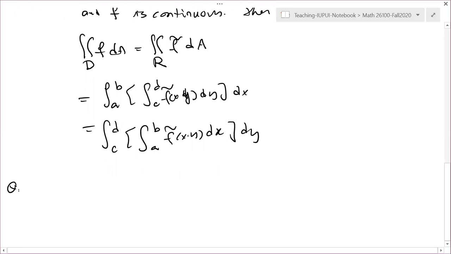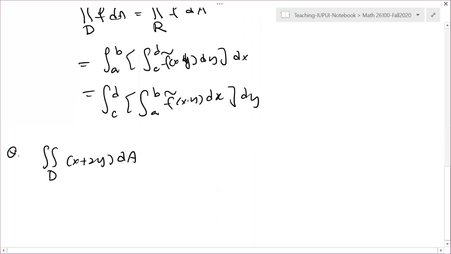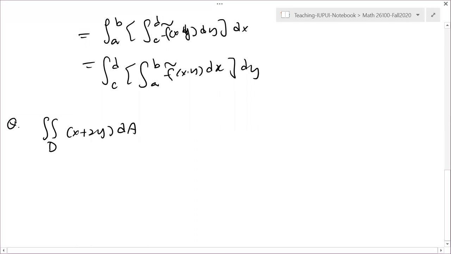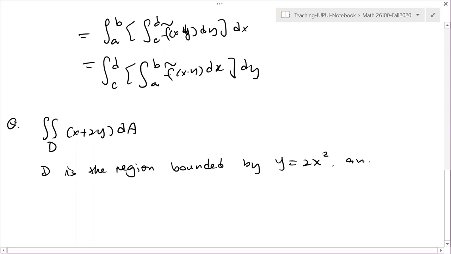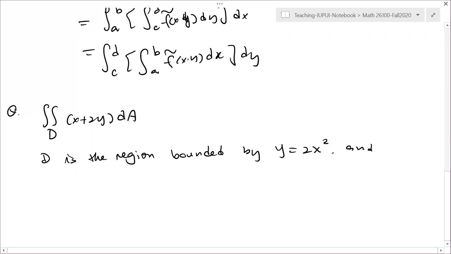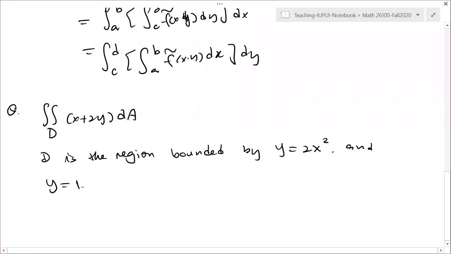So my first example I want to discuss is this. I evaluate this double integral of x plus 2y dA. So this is a linear function, but what is D? How can I describe D? D is a region bounded by y equals x squared and the line y equals 1. Okay.